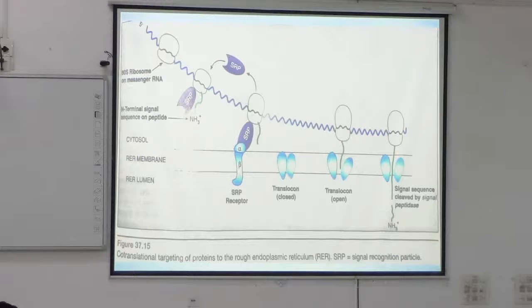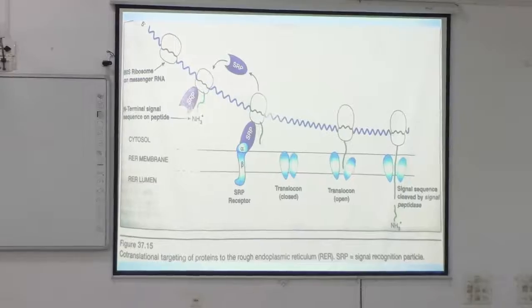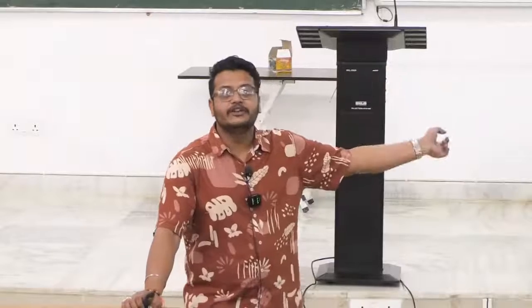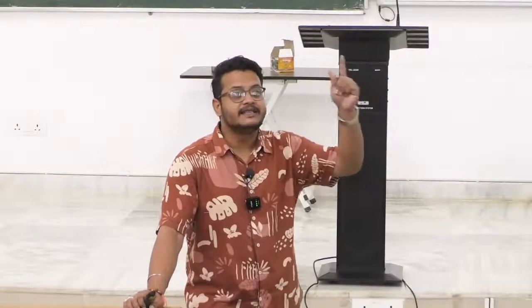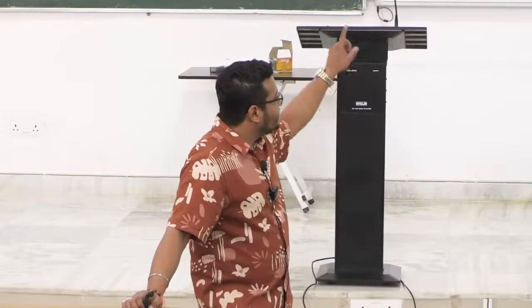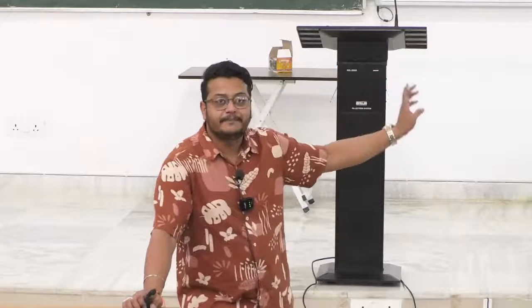Fine. So this SRP bound to the ribosome and the signal sequences are brought to a receptor called the SRP receptor, the signal recognition particle receptor, that is present in the rough endoplasmic membrane. The moment SRP binds with the alpha subunit of the SRP receptor, the translation begins. Fine. Once the SRP binds to the SRP receptor, it allows the translation to begin.